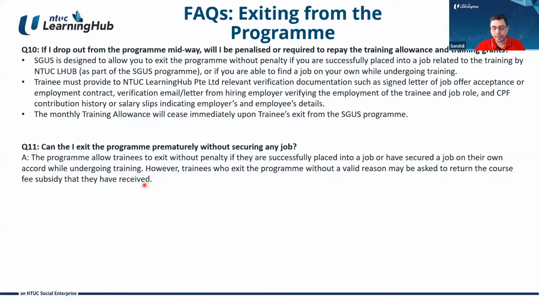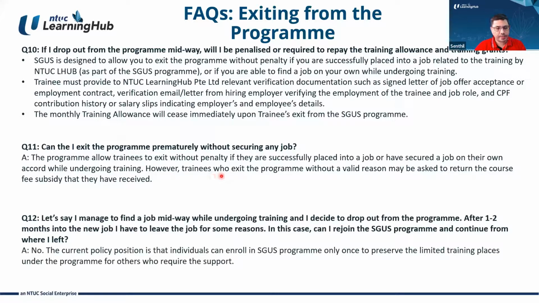So I hope you remember the slide I shared, the course fee grant. The programs are typically around $18,000 and the government is subsidizing close to $17,500. So this clause is referring to that $17,500 grant that the government is subsidizing. Participants who are exiting the program without valid reasons may be asked to return the grant that they have received from the government.